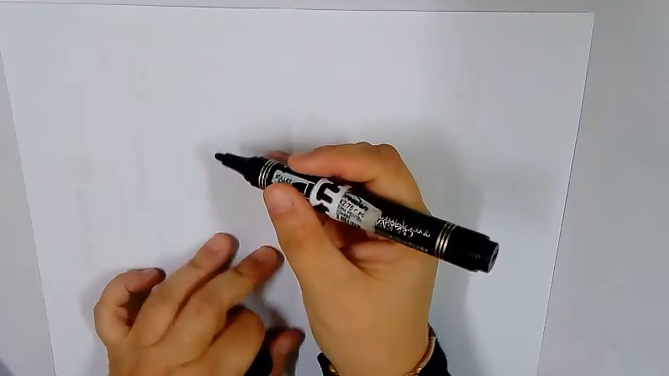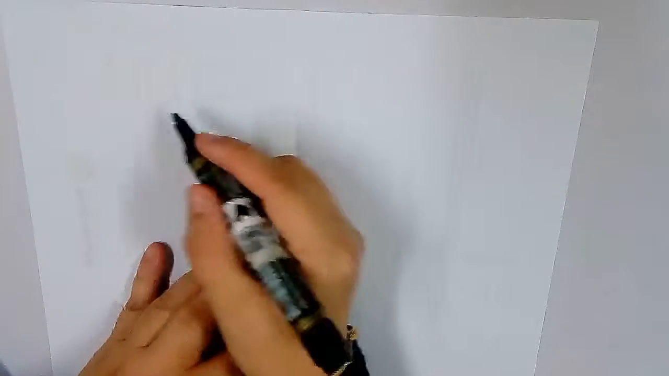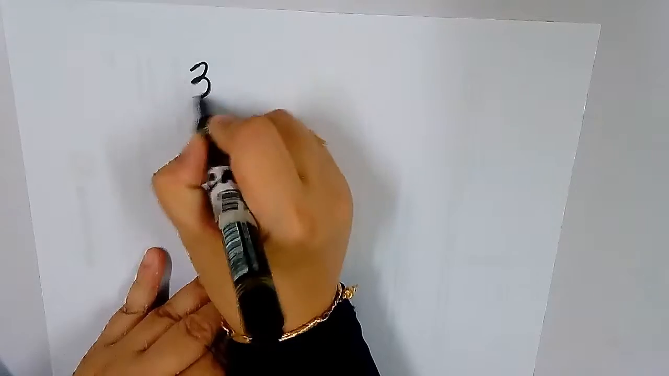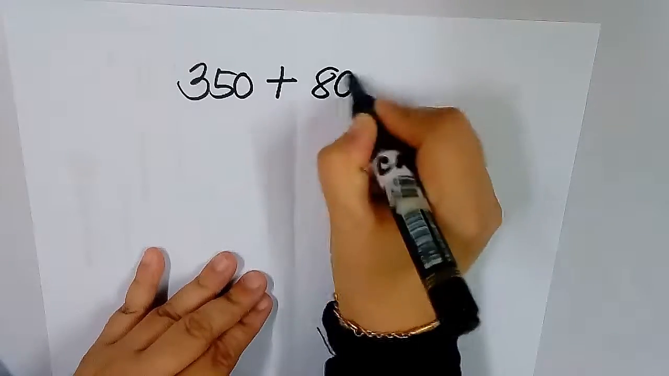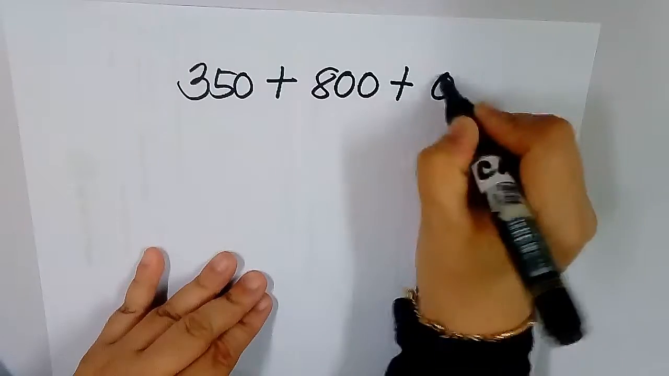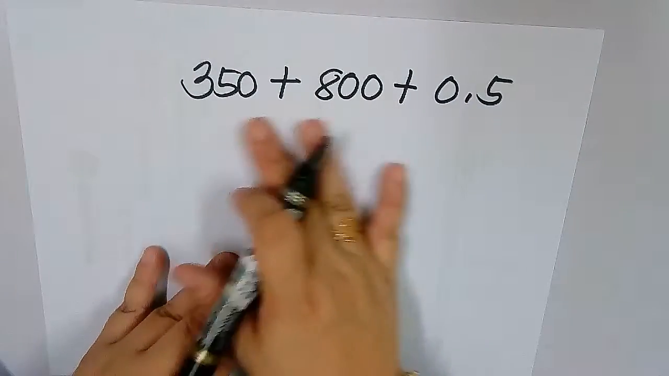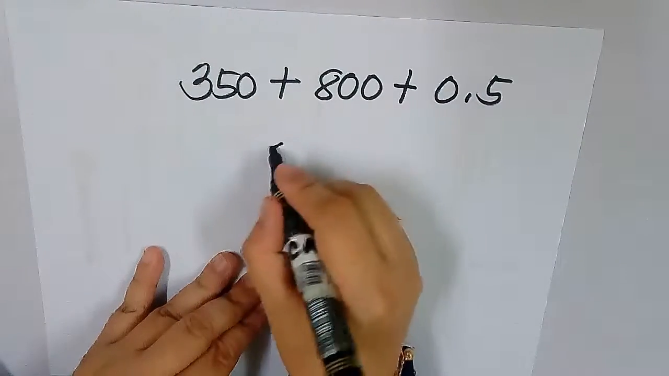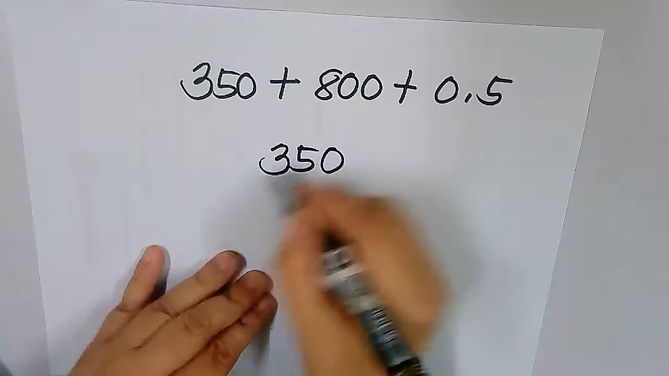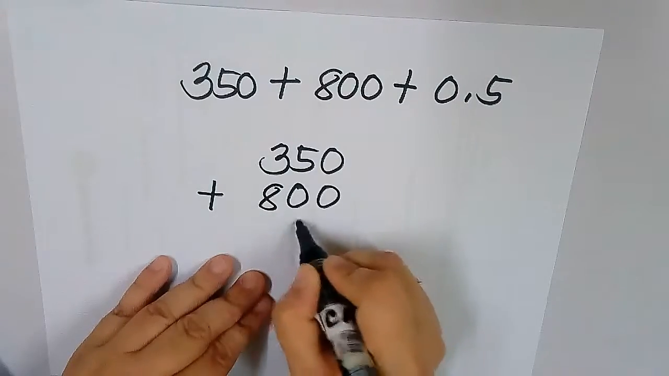Okay, so now we are going to addition. So, ano naman yung addition natin sa scientific notation? So, for example, we got 350 plus 800 plus 0.5. Ito naman, pwede na natin to i-add all at the same time. So, we have 350 plus 800 plus 0.5.